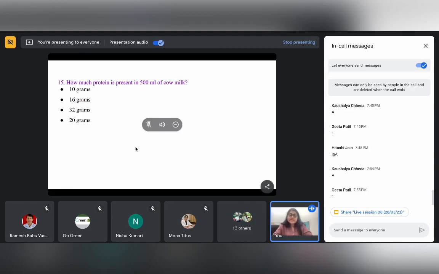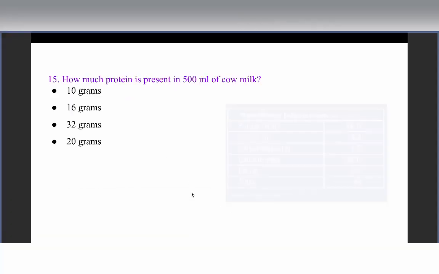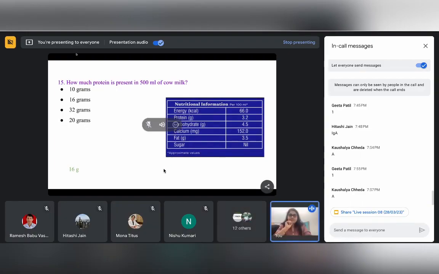How much protein is present in 500 ml of cow milk? 10 grams, 16 grams, 32 grams, 20 grams. 16 grams. Okay, anybody else? Is it option B? Okay. So we'll move on to the answer.